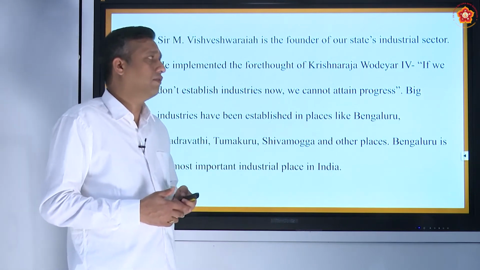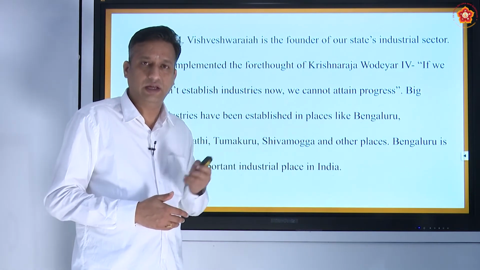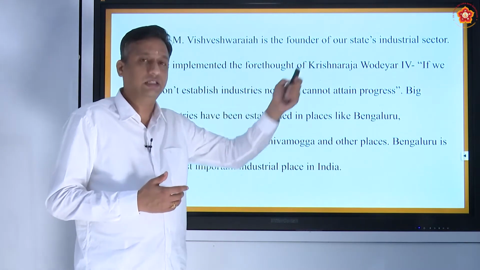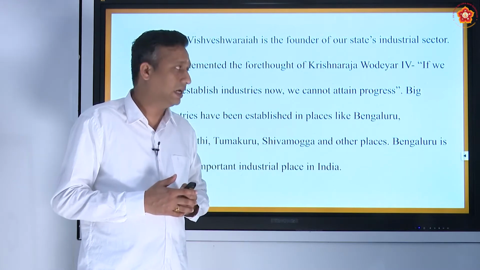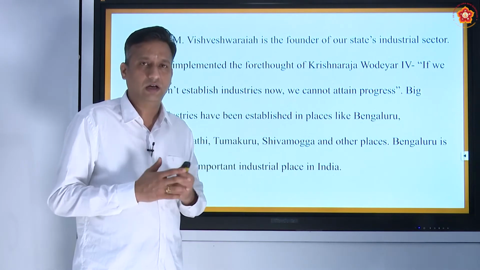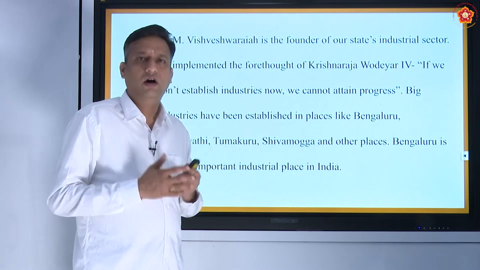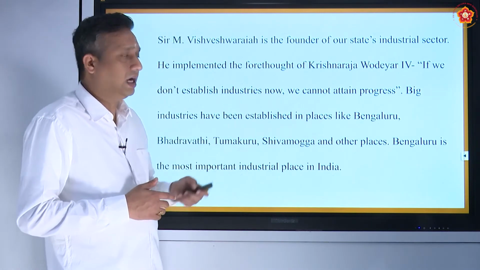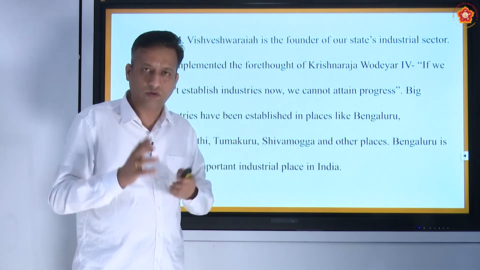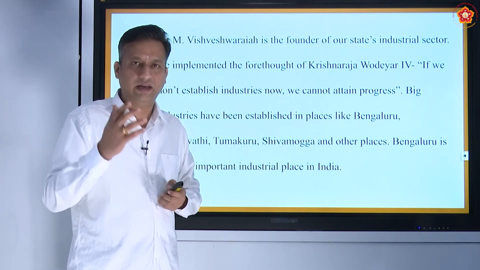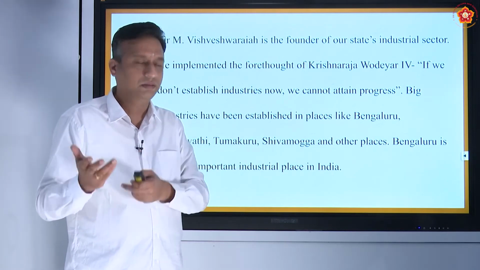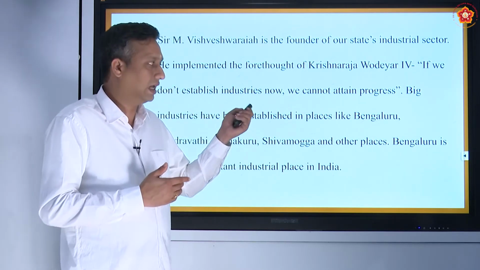So he implemented the forethought of Krishnaraja Wadeyar IV, of the Wadeyar family, the Mysore Wadeyar kings. King Krishnaraja Wadeyar IV was a very visionary leader, and he had a plan to build what was then called the Mysore state into a very ideal, developed state. He said, if we don't establish industries now, we cannot attain progress. We have to establish heavy industries like iron and steel, which are necessary for basic development, for construction of houses, dams, bridges. Anything we need, we need a big industry like iron and steel.